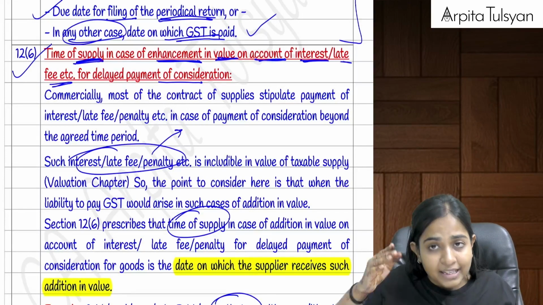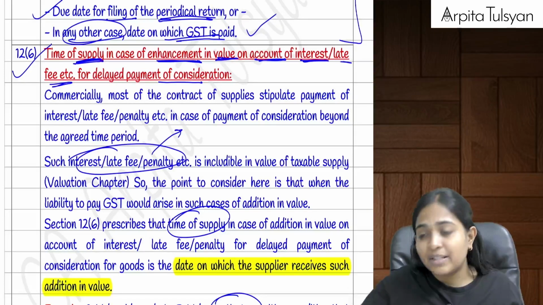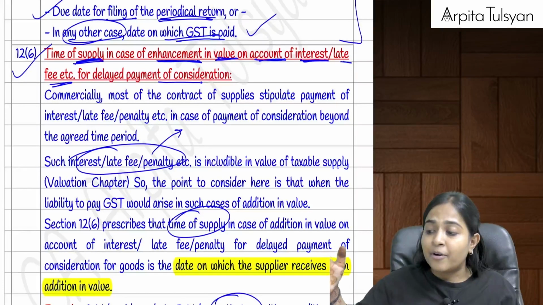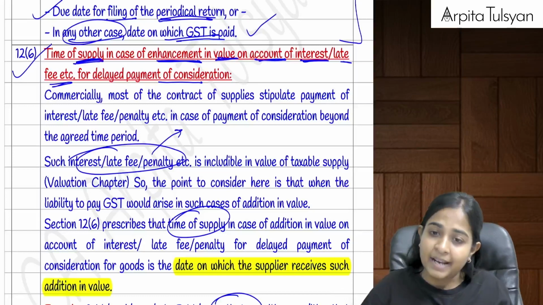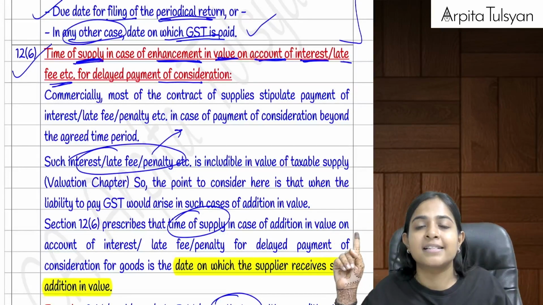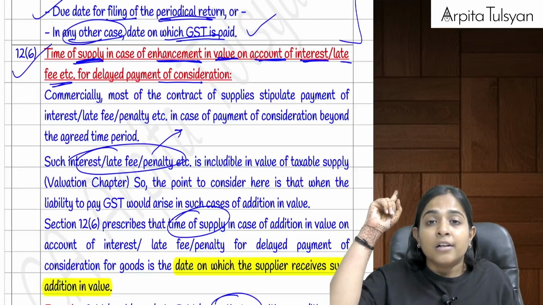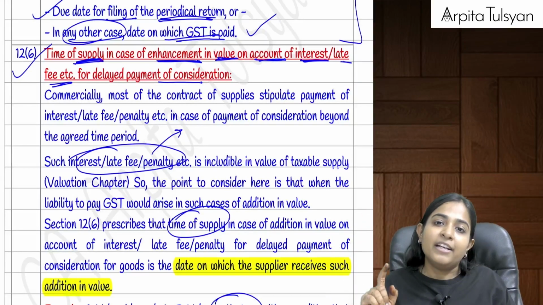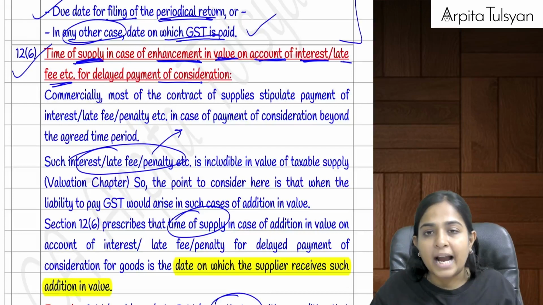Let's say supply happened in the month of April. I received the payment in the month of June. So time of supply for the goods will be calculated in the month of April itself. But for that 5,000, since I received the money in the month of June, the time of supply will be June for that. Are you clear with this?